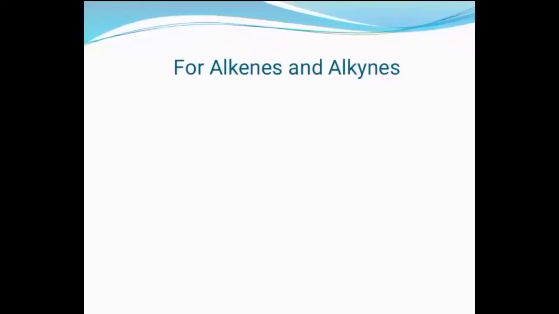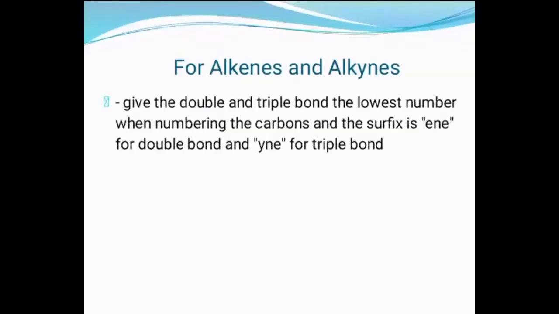For compounds with a functional group other than carbon-to-carbon single bonds, as those we explained, we give numbering preference to the end that gives the functional group the lowest number. Let's take alkene and alkyne. The double bond in alkenes and the triple bond in alkynes are given the lowest number when numbering the carbon parent chain. The suffix is "-ene" for alkene and "-yne" for alkyne.